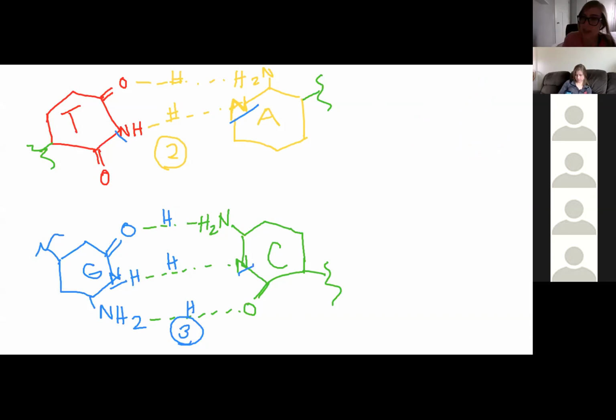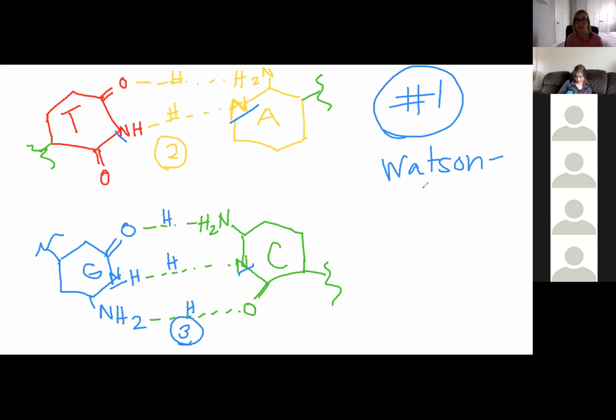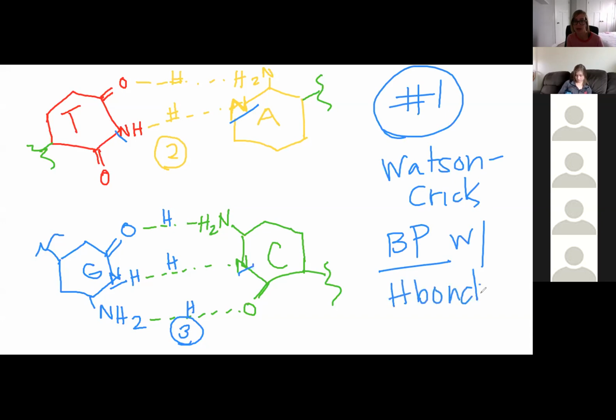So this is, I think, a little bit clear between the interactions. So this is number 1, question number 1 right here. Let's see what else number 1's asking. Show how they are recognized through hydrogen bonding. So these are Watson-Crick. I'm going to label it as BP, base pairs, with H bond. Okay, that's number 1. Screenshot it, take it, write it down.